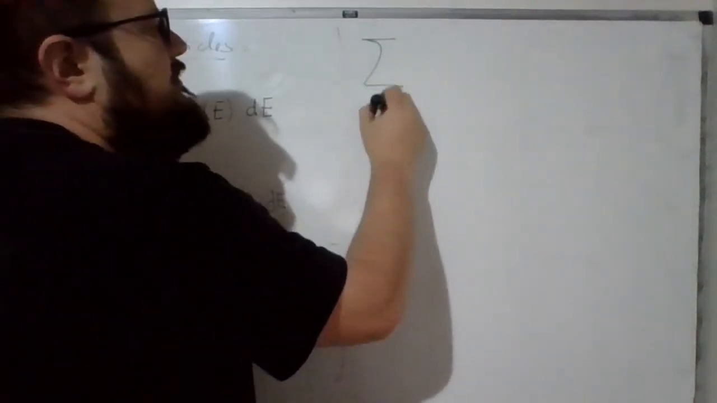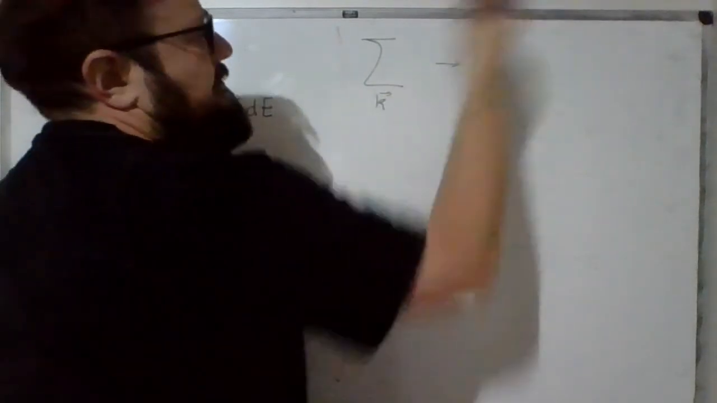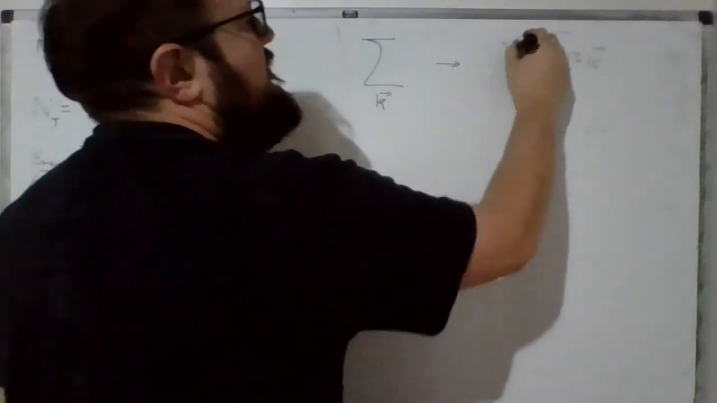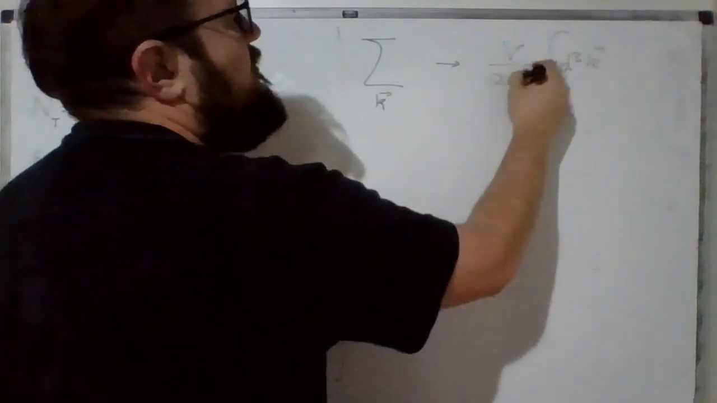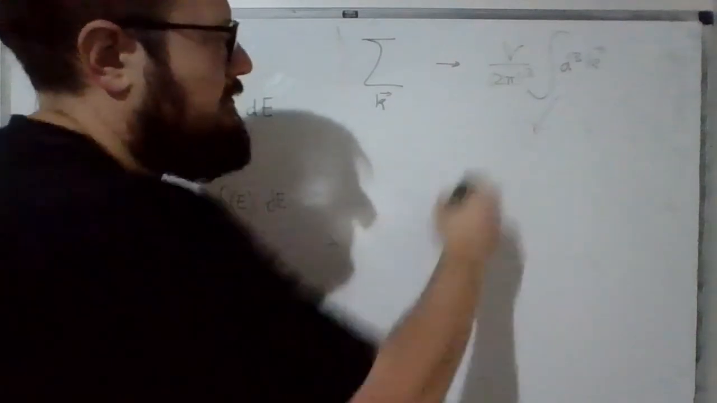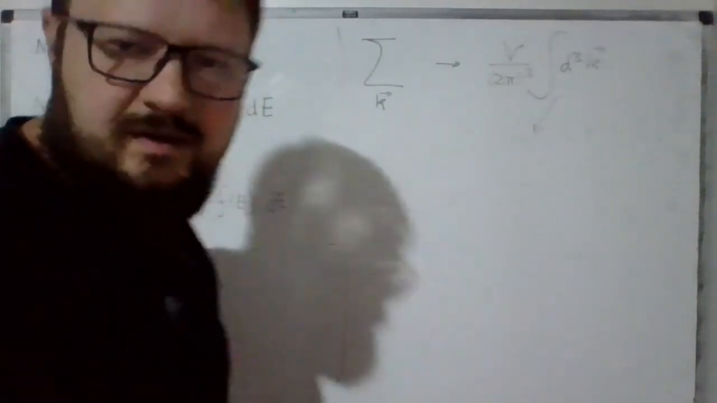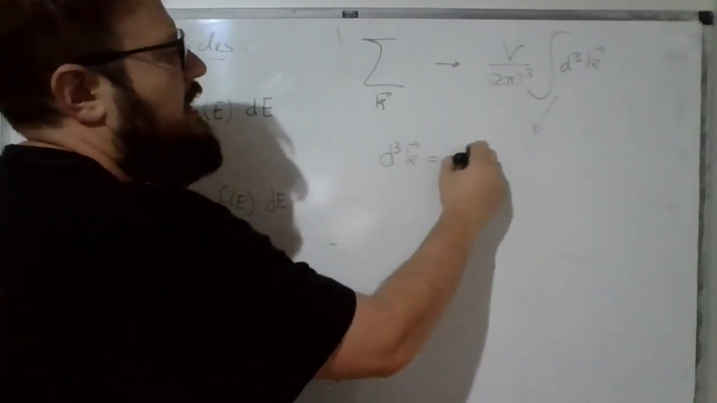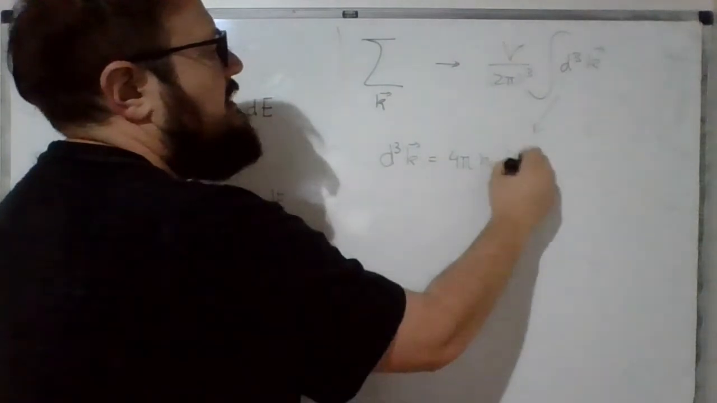The density of states quite naturally appears when you replace a discrete summation over k by, suppose, in 3 dimensions, an integral over d3k. You will have a volume here divided by 2 pi cubed. And when you have a spherical symmetry here, you just need to remember that d3k can be replaced by 4 pi k squared dk.